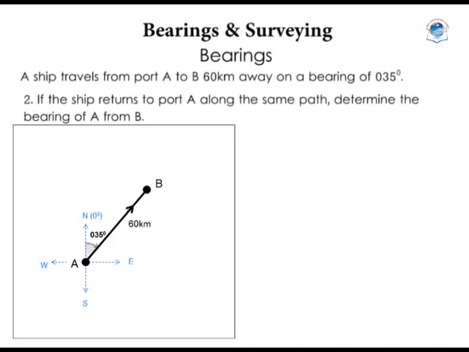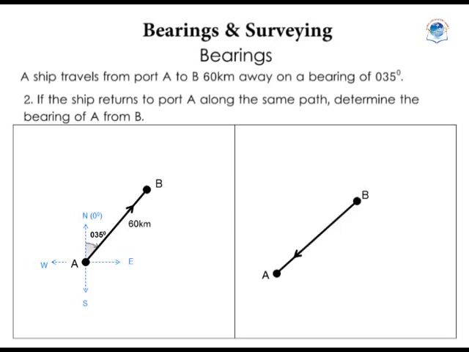Now, if the ship returns to port A along the same path, determine the bearing of A from B. So this is the path back from B. The distance is the same. So we draw a compass at B. Then remember to measure the angle from north. So all this angle here, this angle is 180 degrees. Then there is an additional angle here which we don't know yet.